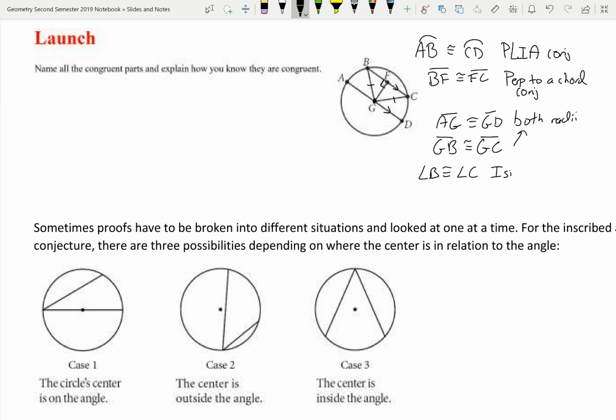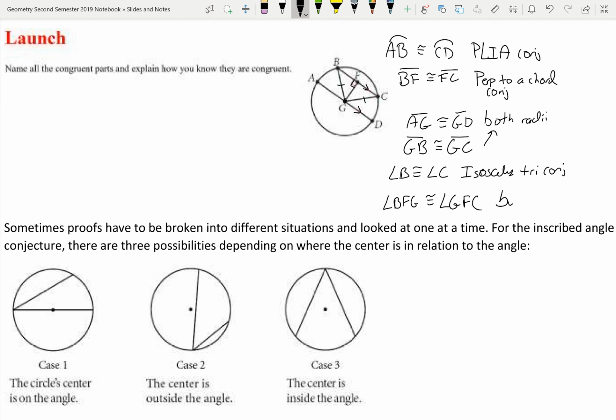That's because of the isosceles triangle conjecture, as the base angles of an isosceles triangle are congruent. And of course, angle BFG is congruent to angle GFC, since they're both right angles.